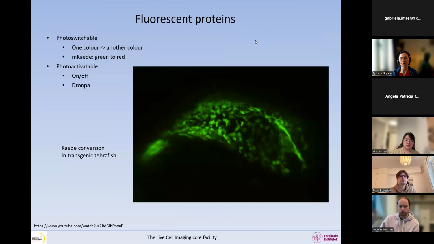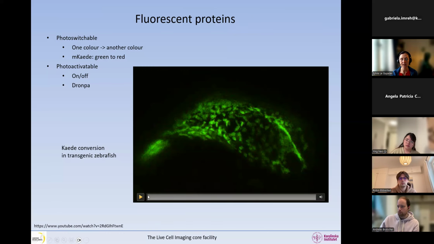There are also fluorescent proteins that are specialized. For example, some of them are photoswitchable. They can start with one color, and then when you activate them, they turn to a different color. This is the case of mEos, for example, that goes from green to red. And we also have some photoactivatable that are either on or off. So again, it's off, and then when you do a special treatment with light, it turns on. So it's quite useful. Here, this is Kaede that turns from green to red in a transgenic fish.